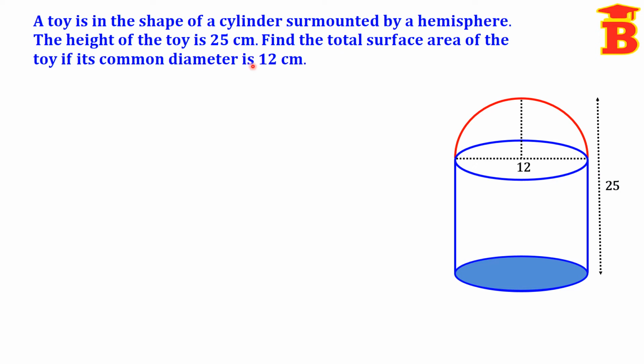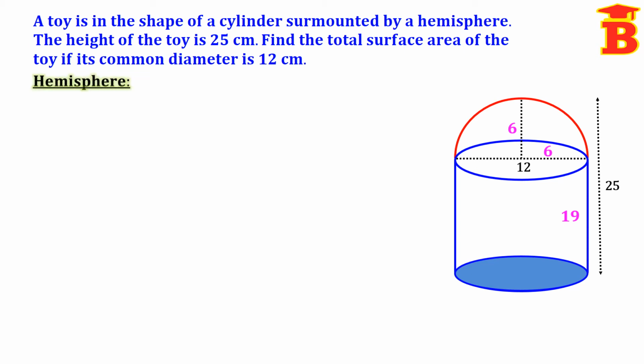The diameter is 12 centimeter. So this is the diameter. It is 12 centimeter, therefore the radius is 6. And in this hemisphere, this is also a radius, so that is also 6. This cylinder height is the total height minus the hemisphere height. That means 25 minus 6. That is 19.